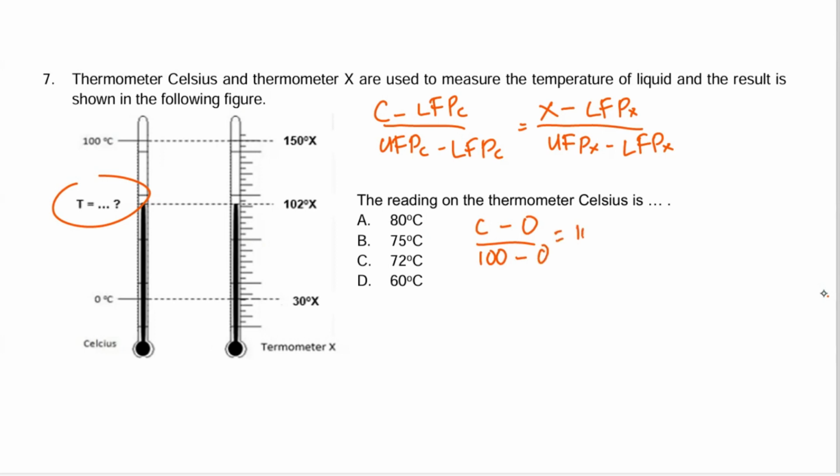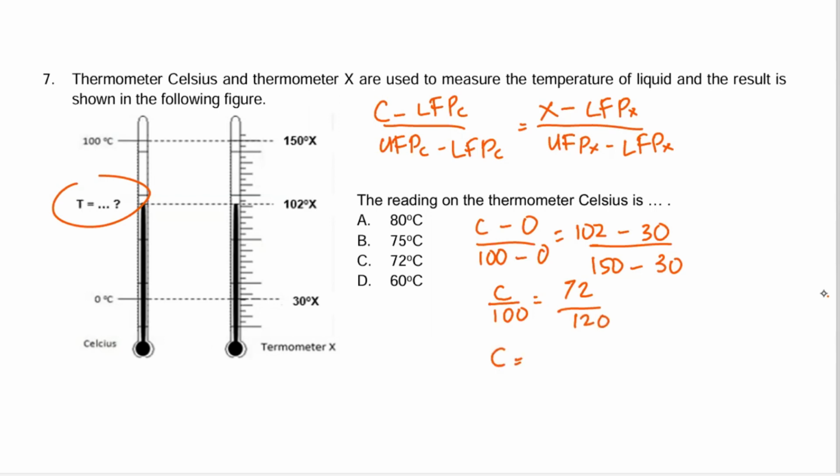Equals to X is 102 minus the lower fixed point of X is 30 over the upper fixed point of X is 150 minus the lower fixed point of X is 30. So we get that C minus 0 is C. C over 100 equals to 102 minus 30 is 72 over 120.